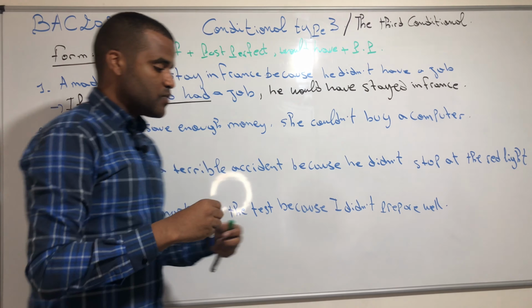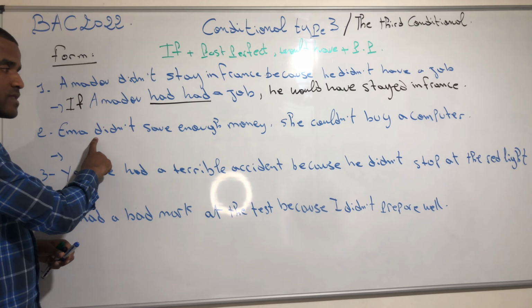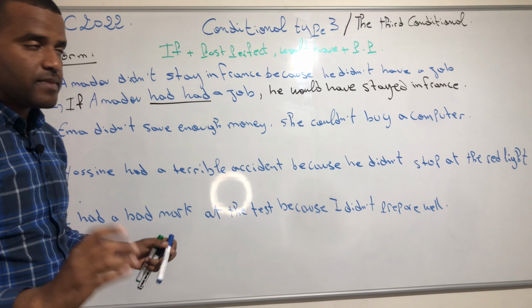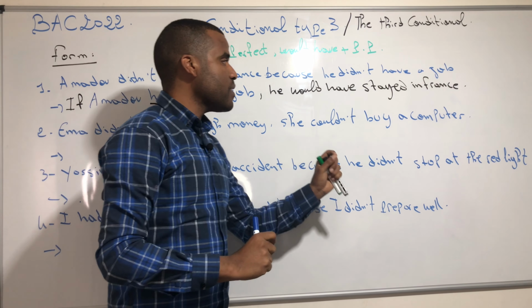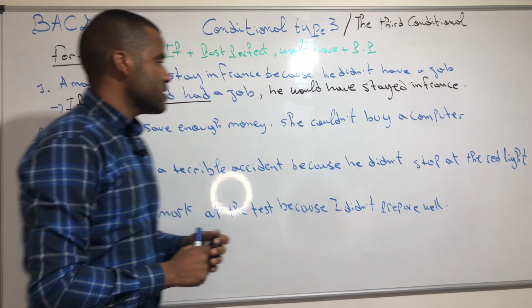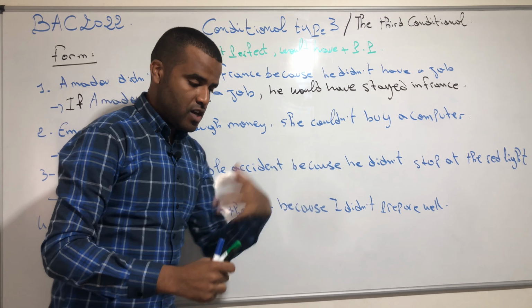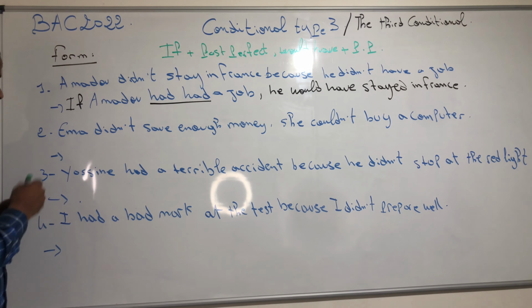The second sentence we have: Emma didn't save enough money, so she couldn't buy a computer. Okay, so Emma didn't save enough money. She couldn't buy a computer. So we are going to write if.